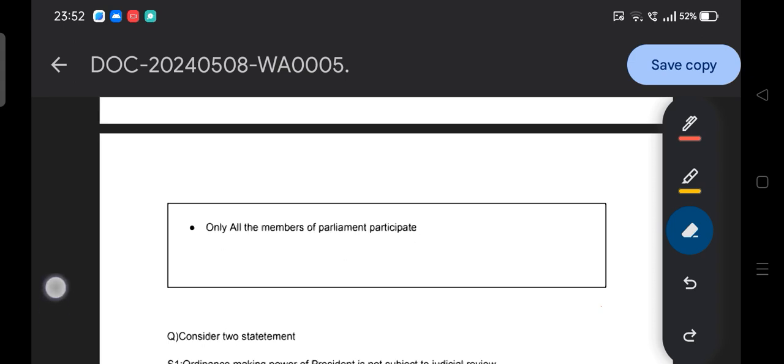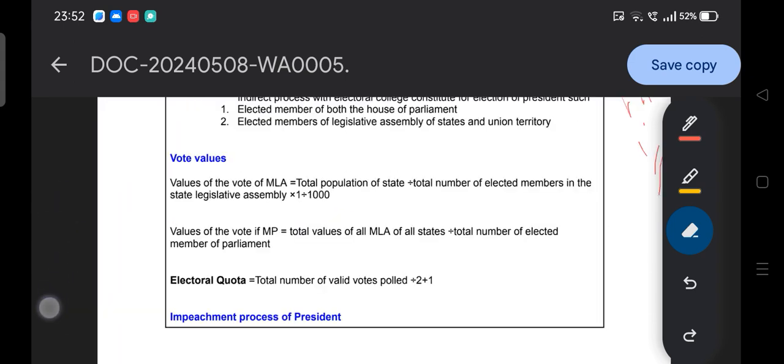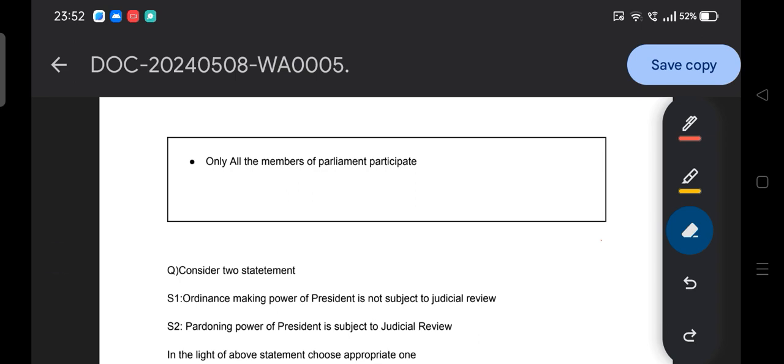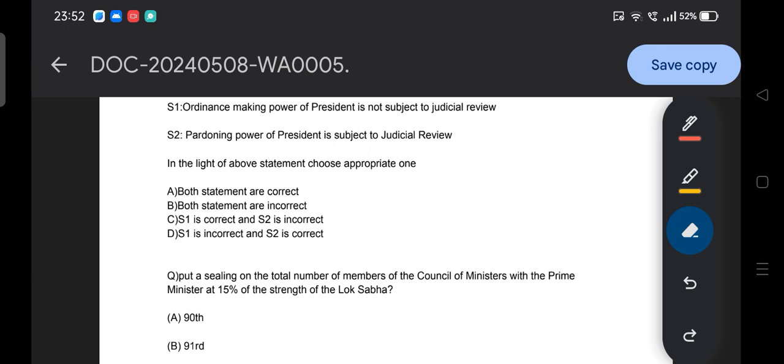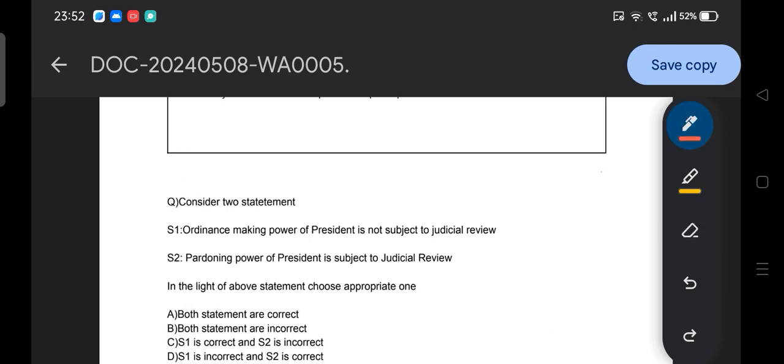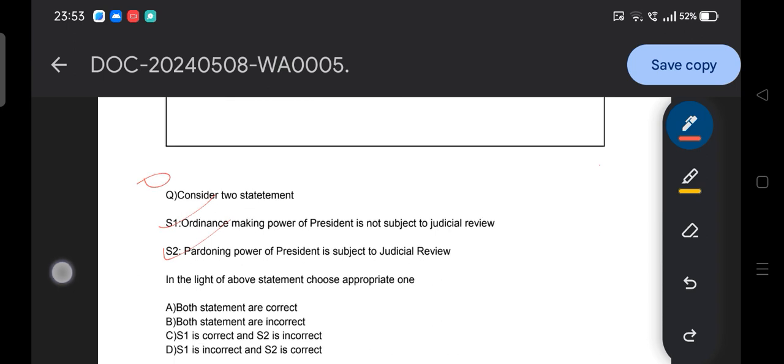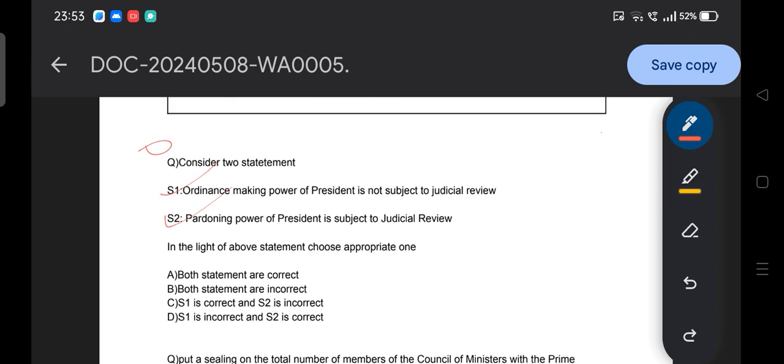Okay, impeachment concept. If it is clear, we will switch to the council of ministers, and with the help of one question we will try to understand it. Before that we should solve another question. Statement 1: the ordinance making power of the president is not subject to judicial review. Statement 2: the pardoning power of the president is subject to judicial review. In the light of the above statements, choose the appropriate one. So what is the answer? Your time starts now. I am giving you 30 seconds, so quickly provide your answer.